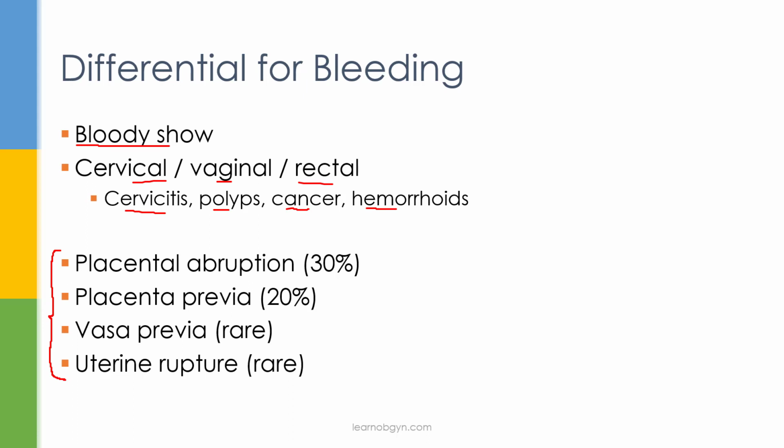But the four conditions we're really going to go into detail in this lecture are placental abruption, which is the most common cause of abnormal bleeding in the third trimester, placenta previa, which is the second most common cause, and also rare but not uncommon, vasa previa and uterine rupture.